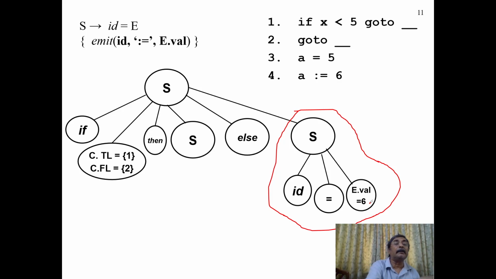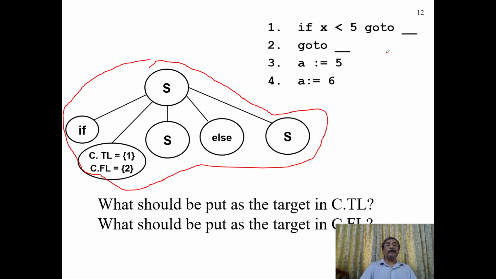Again, a similar rule, a similar action, another line that is A is assigned 6. Very nice. And then once this is done, this will complete the entire story. Very nice. Only problem is what should we put in the target here? What should we put here? What should we put here?